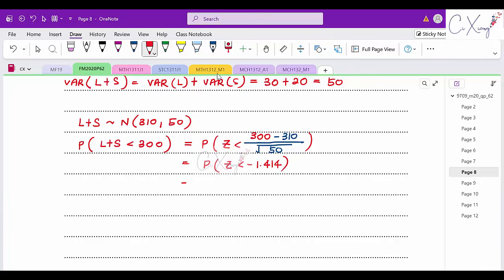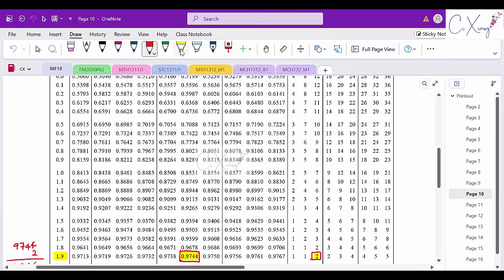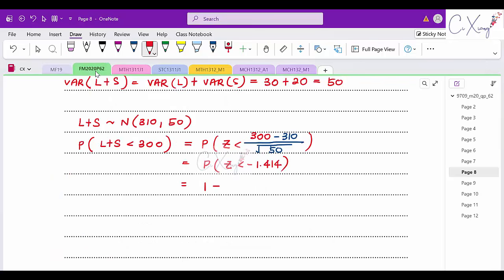Then please try to figure out the probability from the table. You have to take 1 minus the value for 1.414. So 1.41 is this one, then 4 is here. So you are taking 9207 plus 6, then you have 9213. Right, I have to take 1 minus 0.9213. And from here, the answer that you get should be 0.0787, correct to 3 significant figures.